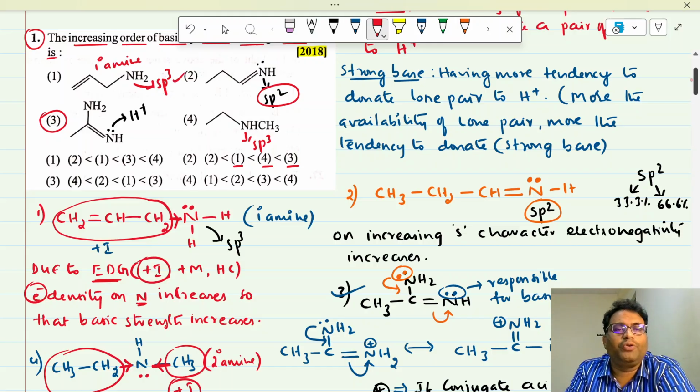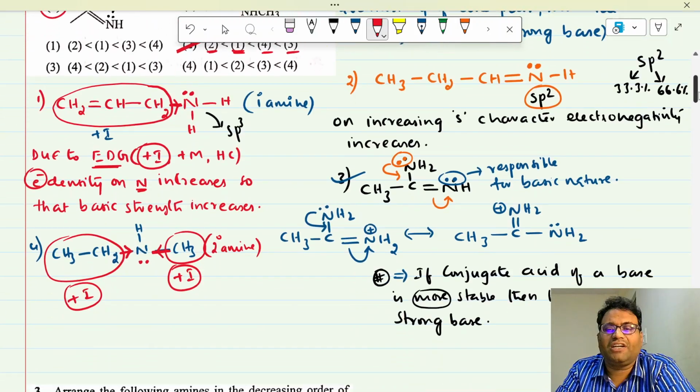When you compare 1 and 2, in the first molecule nitrogen is sp3 hybridized, whereas in the second molecule nitrogen is sp2 hybridized. Who will hold the electron pair more effectively? sp2 carbon. sp3 carbon will not hold the electron density like sp2 carbon, so it will donate the electron density. So the first molecule is more basic than the second molecule, right? So this is the increasing order. So you will get the second option as the correct answer, right?